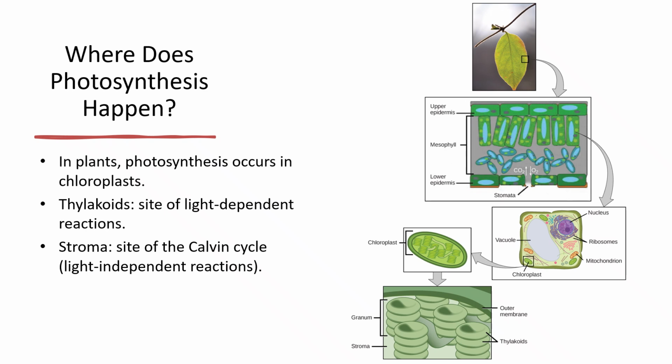In plants, photosynthesis takes place in chloroplasts, tiny organelles concentrated in the leaf's middle layer, the mesophyll. Inside each chloroplast are stacks of membrane sacs called thylakoids. The surrounding fluid is the stroma. Location matters. The light-dependent reactions happen at the thylakoid membranes, where chlorophyll absorbs light. The Calvin cycle happens in the stroma, where the cell uses energy carriers from the light reactions to build sugars from carbon dioxide.